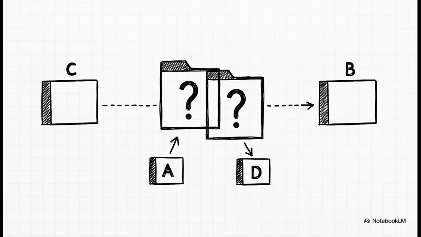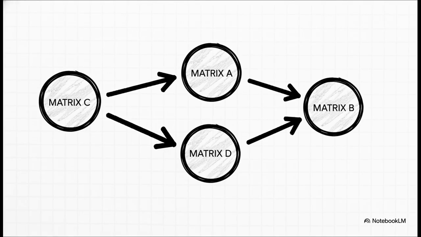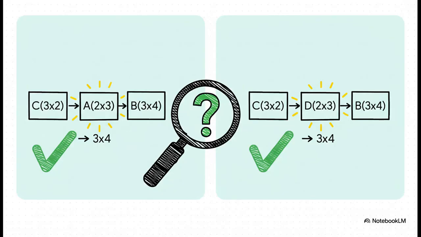So how do we figure out the real sequence? This leaves us with 2 potential culprits, 2 possible paths. The right answer could be CAB or it could be CDB. To get to the truth, we're going to have to investigate both of them. Now this is where the case gets really interesting. Let's check the dimensions for both paths.